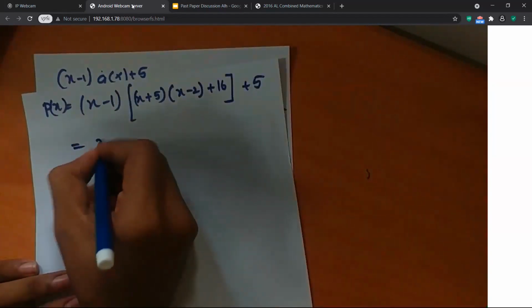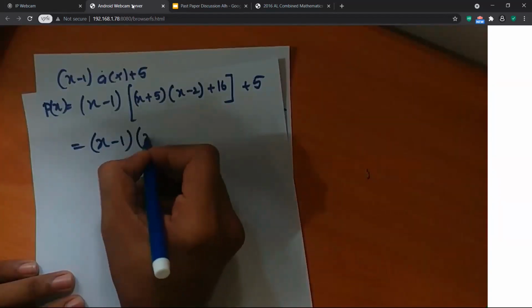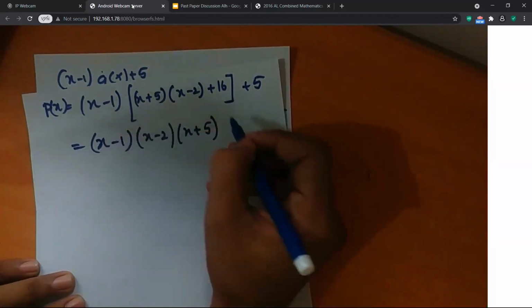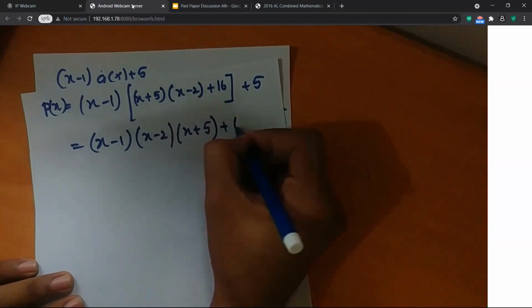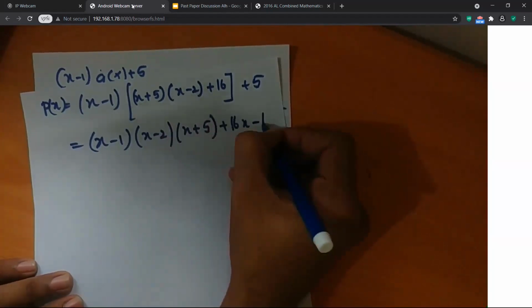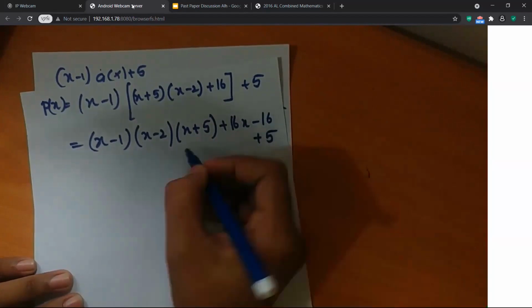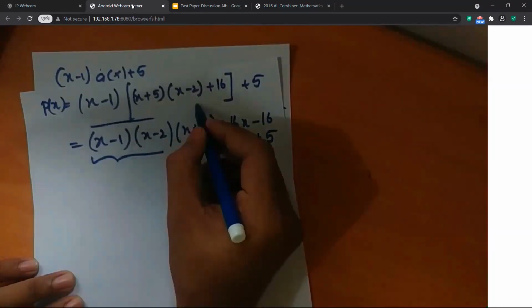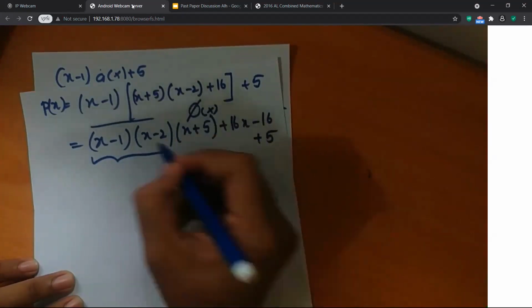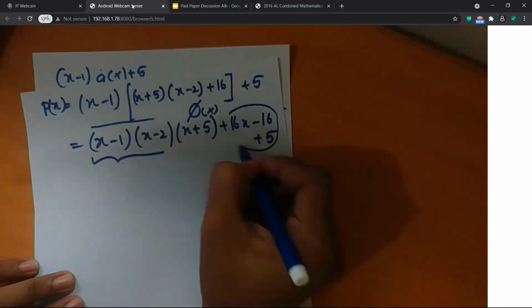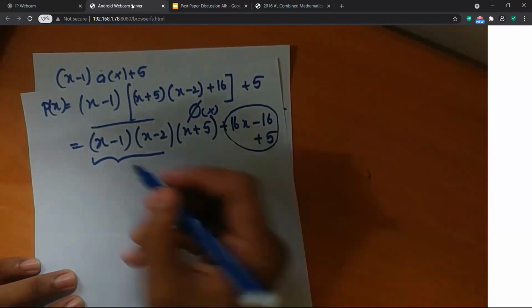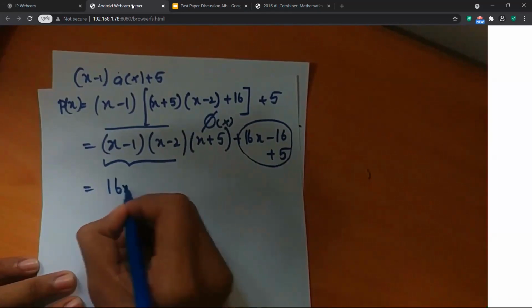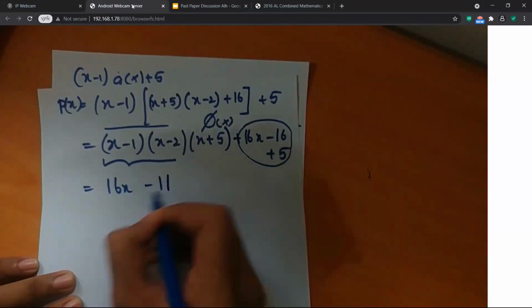It's (x minus 1) times (x minus 2) times (x plus 5). Then you multiply this, get 16x minus 16 plus 5. As you can see, we have taken this term out, and this is a sort of multiple of the divisor. So what remains on this side is the remainder. So 16x minus 16 plus 5 is 16x minus 11. So this is the answer.